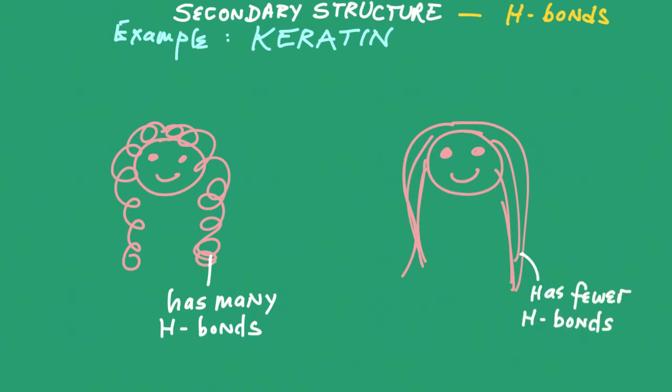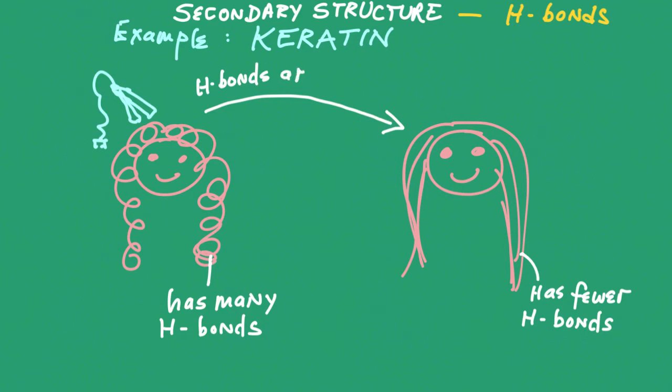Now let's say I have curly hair and I want to straighten it. What would I do? I would use a straightening iron that basically applies heat to the hair. What the heat does is to break up these hydrogen bonds. So if you break these hydrogen bonds, your hair can now become straight. Temporarily, until these hydrogen bonds reform again.